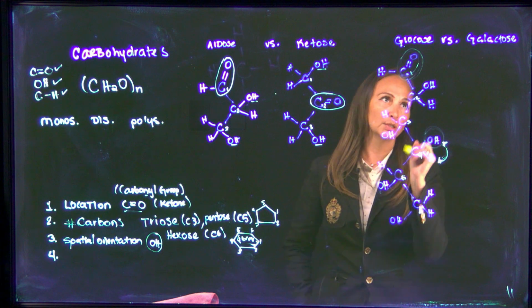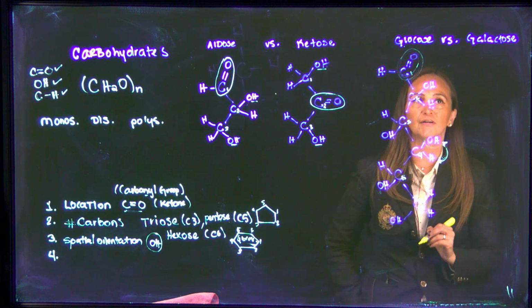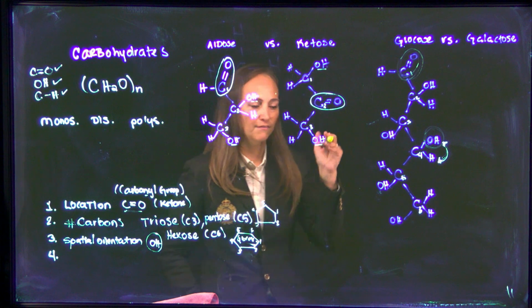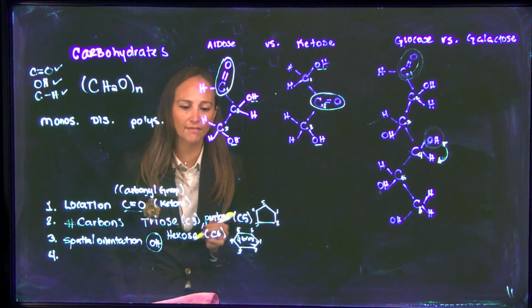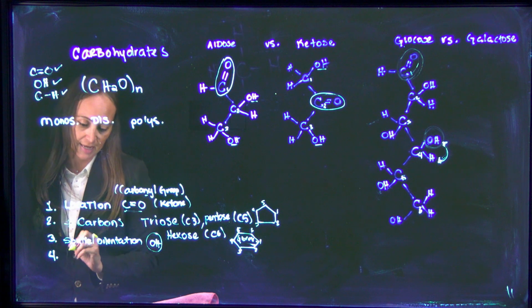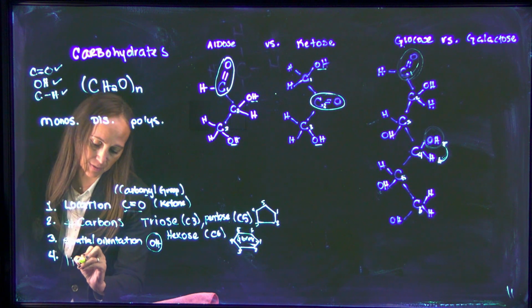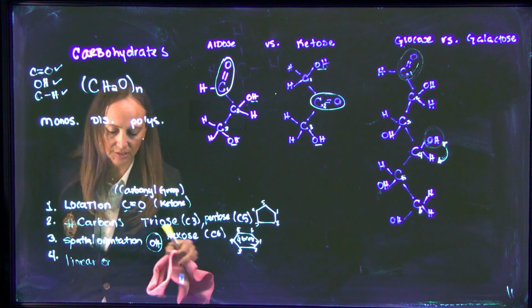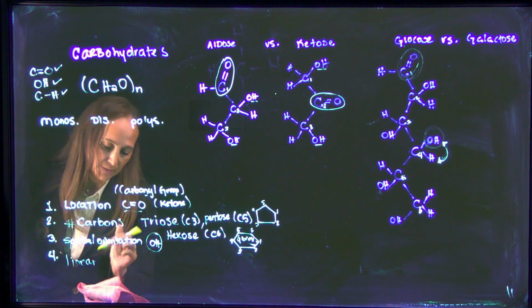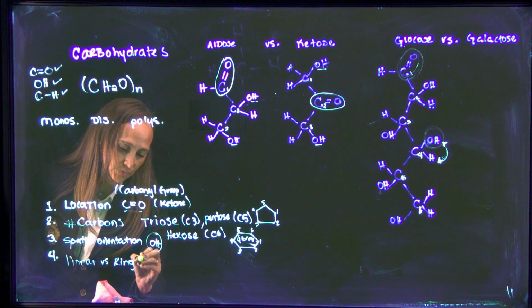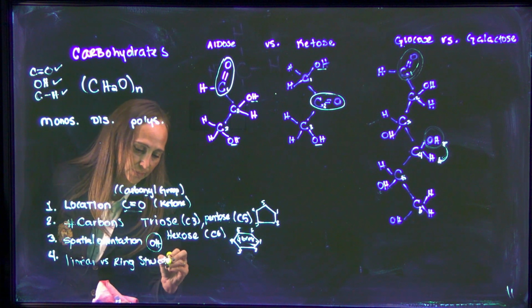So we have glucose, and then we're going to have galactose with the hydroxyl group on carbon number 4 facing downward, right? So that's another difference. And the final one is the linear organization, linear versus a ring structure.